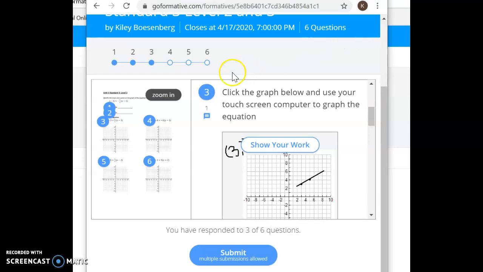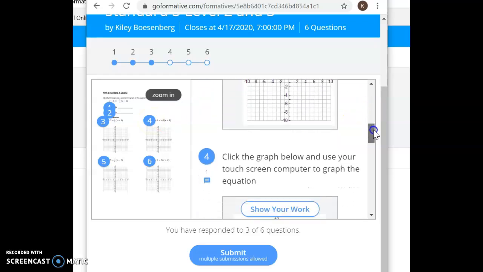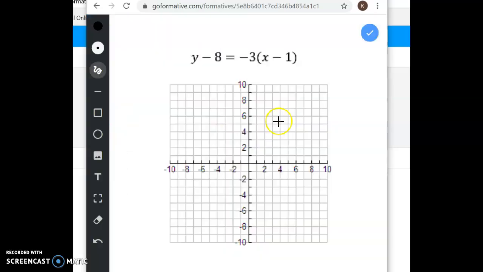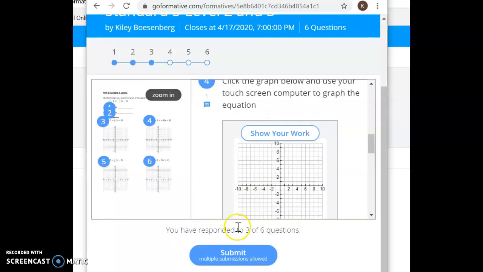To get to question number 4, you can click the blue number 4 on the left, or you can scroll down on the right and click show your work. You don't need to zoom in to see the question because I've pasted the question in the actual answer box for number 4. When you're done, you click submit, and if you have questions, you can email me and ask me those questions.